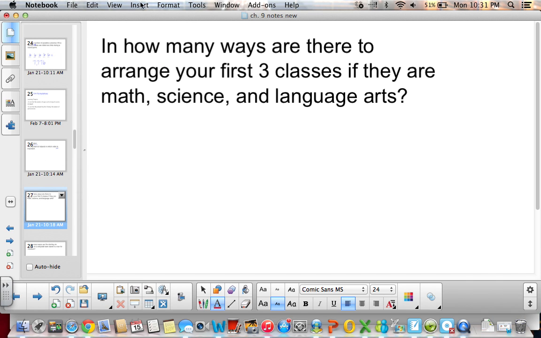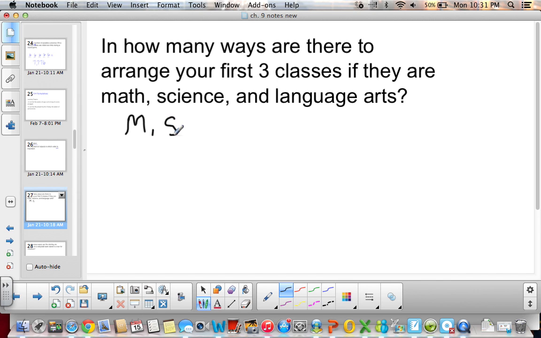So an example: in how many ways are there to arrange your first 3 classes if they are math, science, and language arts? Well, order does matter because we can't have math first hour, science second hour, and math again third hour. So we have math, science, and language arts.